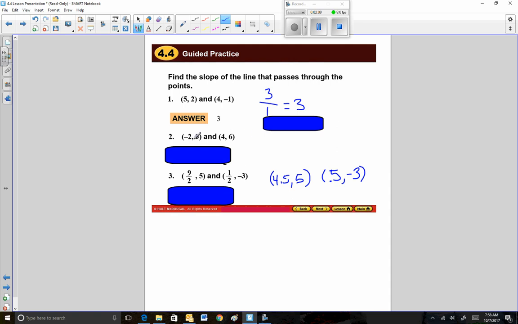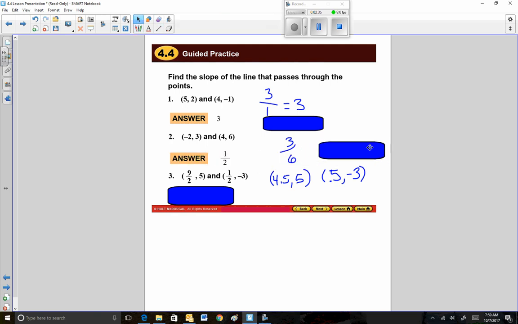All right, the difference between 3 and 6, that would be 3. And the difference between negative 2 and 4, that would be 6 spaces. Now, is it negative or positive? If you go from 3 to 6, that's a positive movement. If you go from negative 2 to 4, that's a positive movement. So let's check out what our final answer is. And you guys will notice it's a positive 1/2 because 3 over 6 is 1/2.